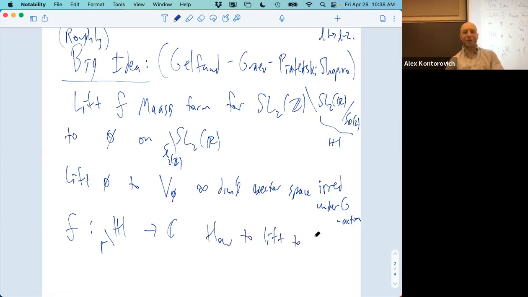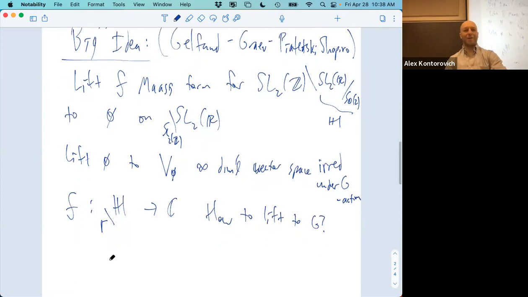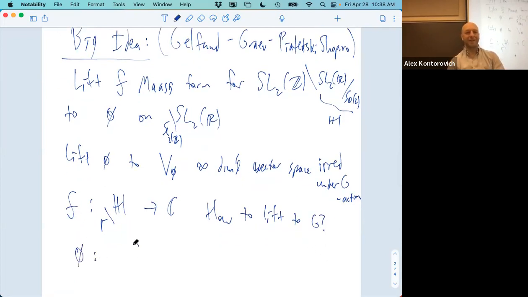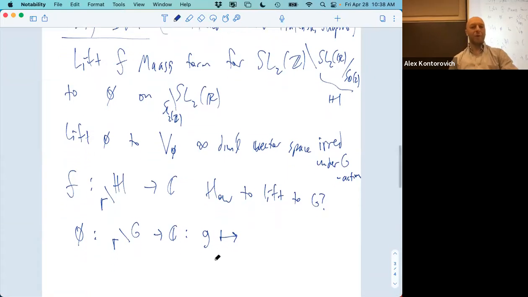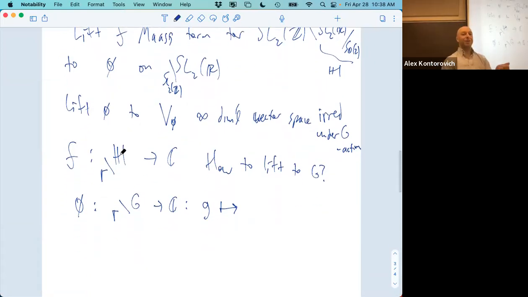How to lift to G. So I want to have a function phi that lives on G, in fact, G mod gamma. So it should take G and map it to a complex number, but what should I give you, a 2x2 matrix. I know what to do with elements in the upper half plane. Take its image under the quotient map and send it there. Exactly. So it's just f of g times i.